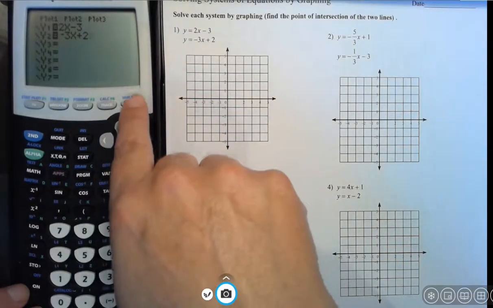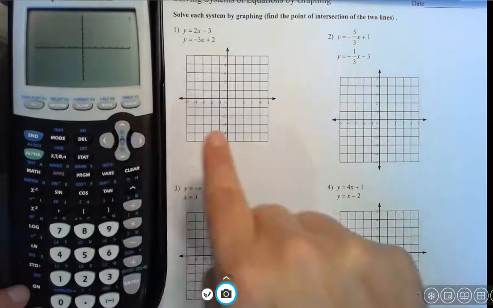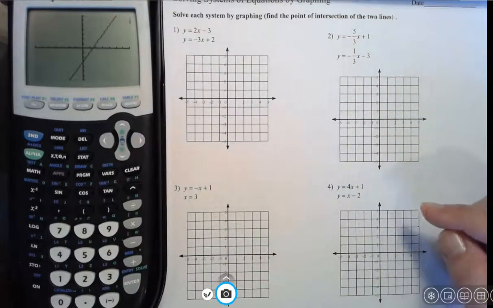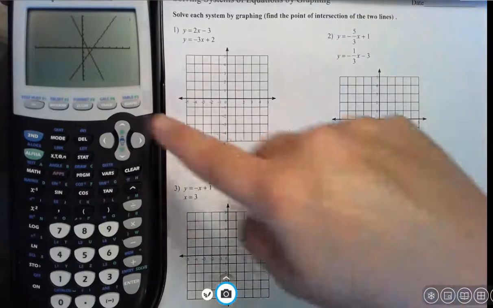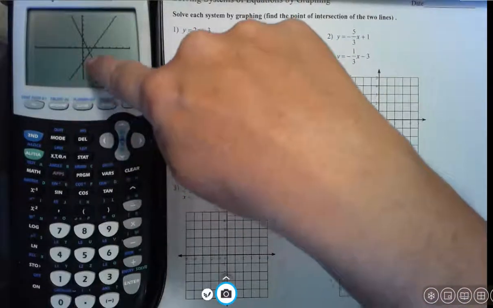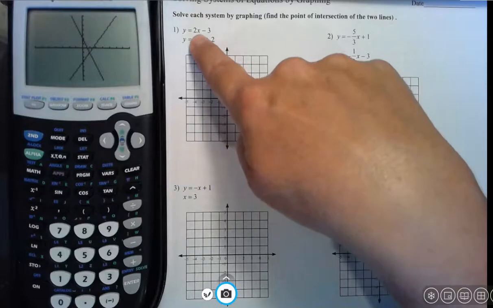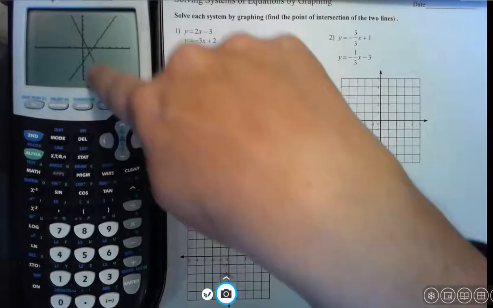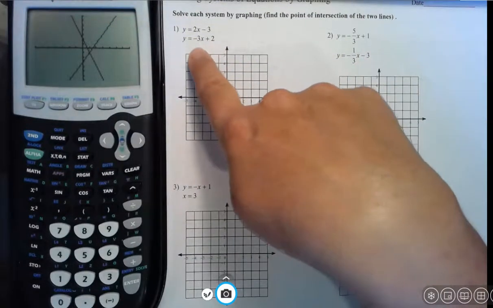Now, in order for it to graph, we'll go ahead and click on graph. There's our first graph. There's our second graph. This makes sense because this is a positive slope, so it would match with the 2x. Okay, and this is a negative slope, so it matches with the -3x plus 2.